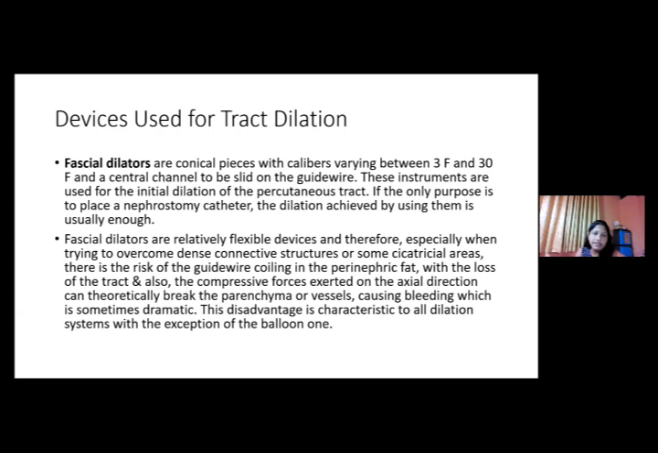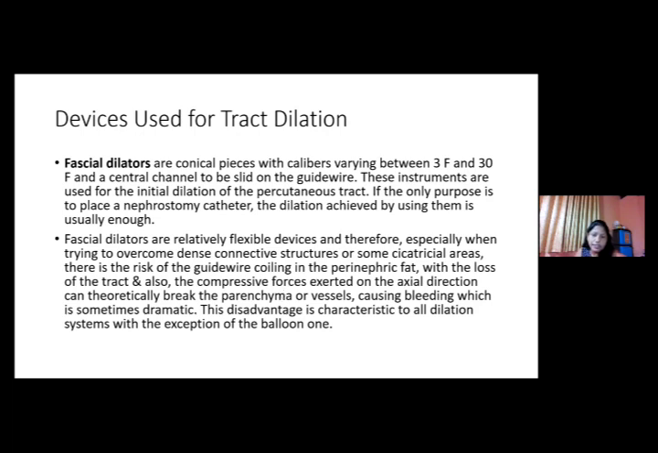And then we have the other devices used for tract dilatation. Tract dilatation can be temporary or permanent. It can be used before the PCNL procedure, or before PCN insertion, nephrostomy insertion. The fascial dilators, again, we have various sizes, and usually they are flexible devices.